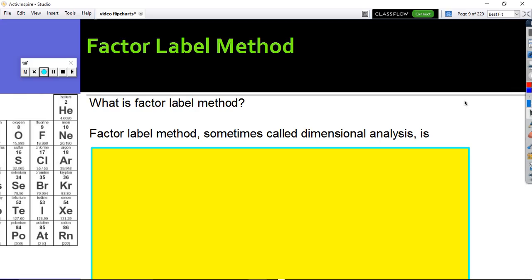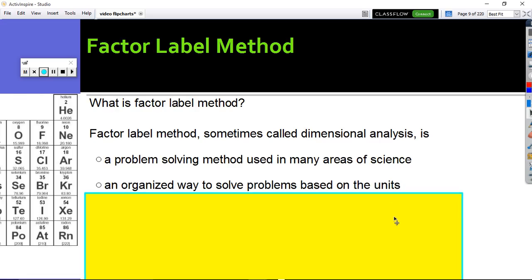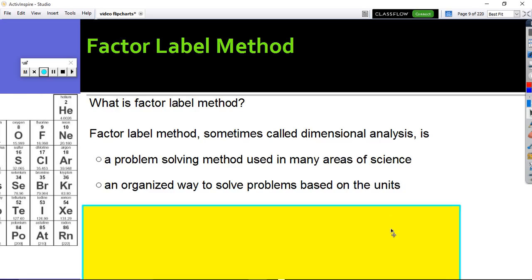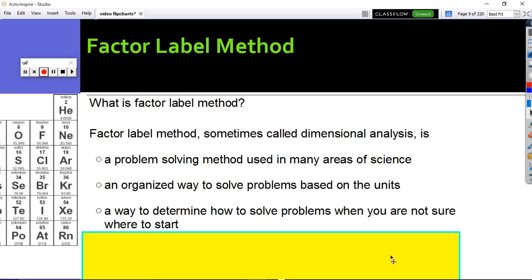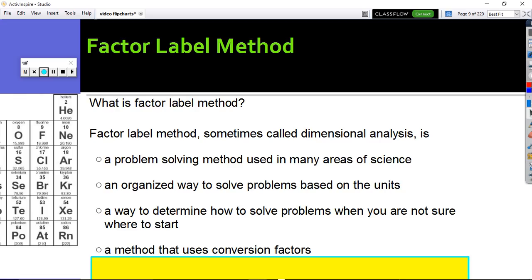Well, factor label method, sometimes called dimensional analysis, is going to be the problem-solving method that we use in chemistry. It's used in many other areas of science as well. The purpose of it is to have some organized way to solve problems based on what the units are that you have and that you're trying to find. A nice thing about it is factor label method helps you determine how to solve a problem when you're not sure where to start or where to begin with the problem. And finally, it's a method that uses conversion factors.